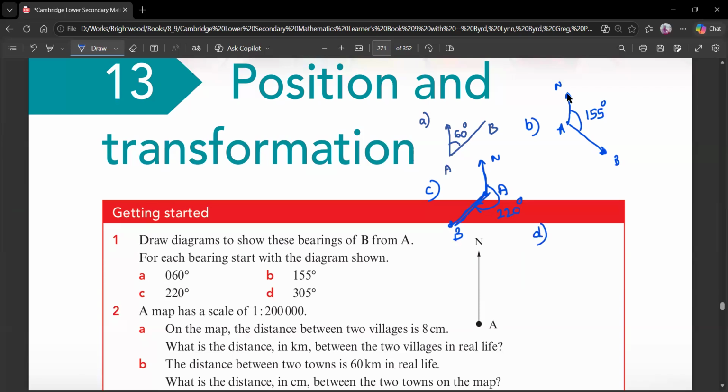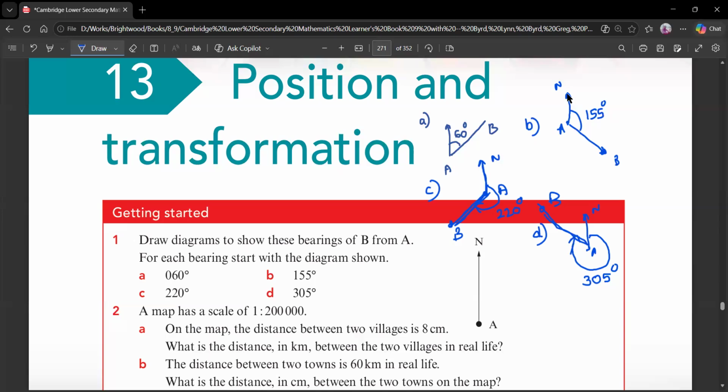305. Can you measure 305? It's more than 270, starting from the north direction. Here is north. If you consider A, 180 is here, 270 here, and 305 is more than that. So B should be this way. The magnitude of this angle is 305. You can measure using the protractor. It should be a direct line.